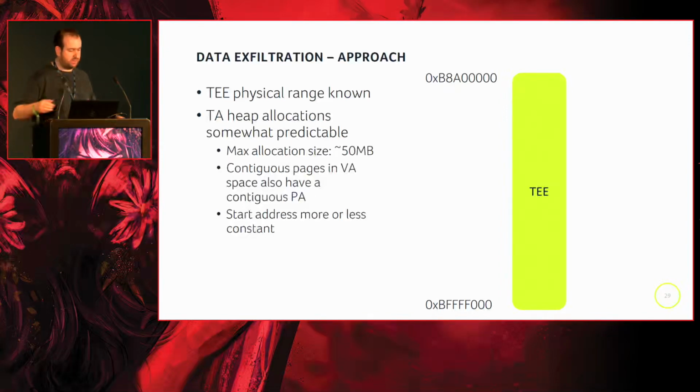You get a nice contiguous view. And the start address of this allocation, and I mean the physical start address, is more or less constant. So there are a few pages that differ between different executions, and I think these mostly depend on just the state of the TEE memory at that time.